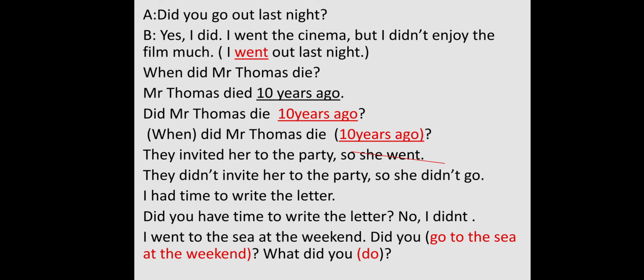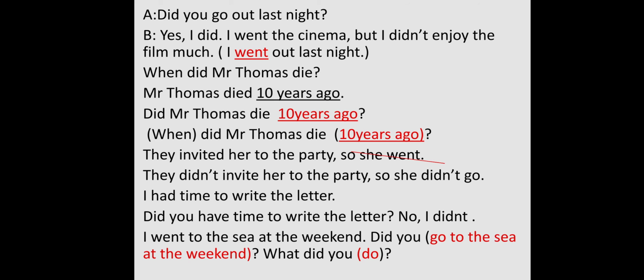They invited her to the party, so she went. Look at this sentence. This is a positive sentence. To make it negative, what happens? We use didn't because the verb invited is in the past, so it becomes they didn't, and the verb invited changes into invite. So it becomes they didn't invite her to the party.